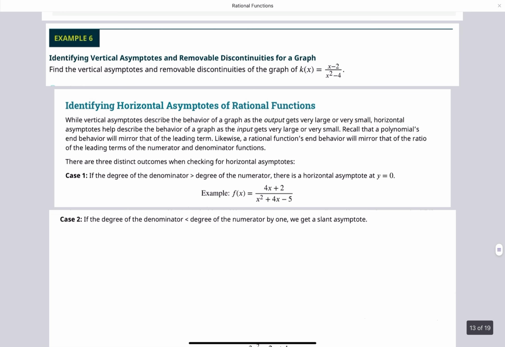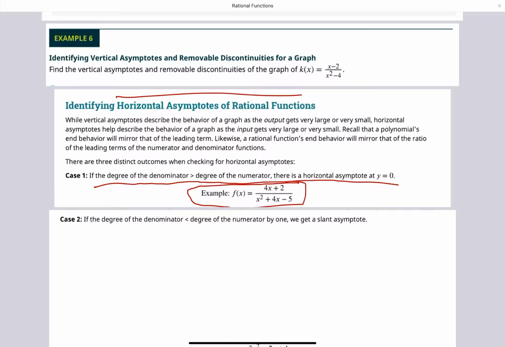Well, we have horizontal asymptotes, which I did explain on my own. If the degree of the denominator is greater than the degree of the numerator, there's a horizontal asymptote of y equal to 0. So how do I find horizontal asymptotes? Remember, you take the leading term. So let's say 4x is divided by x squared. What does this simplify to? It simplifies to 4 divided by x.